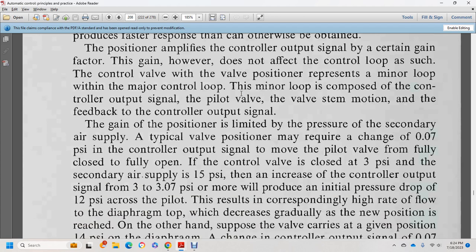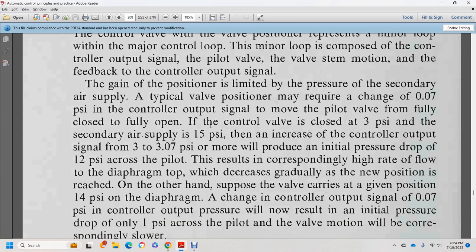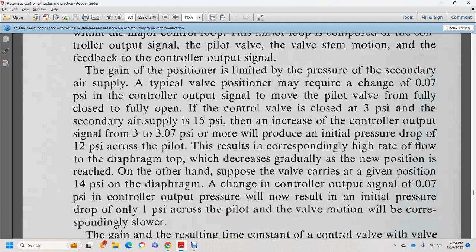Typically, a valve positioner may require a change of 700 psi in the control output signal to move the pilot valve from fully closed to fully open. For a control valve that is closed at 3 psi with a secondary air supply of 15 psi, an increase of the control output signal from 3 to 300 or 700 psi will produce an initial pressure drop of 12 psi across the pilot. The result is a correspondingly high rate of flow to the diaphragm top, which decreases gradually as the new position is reached.